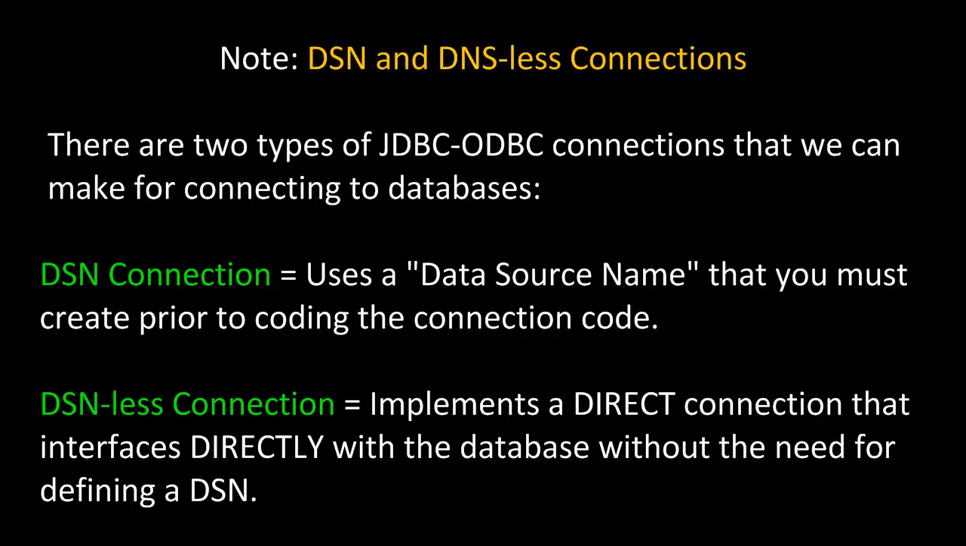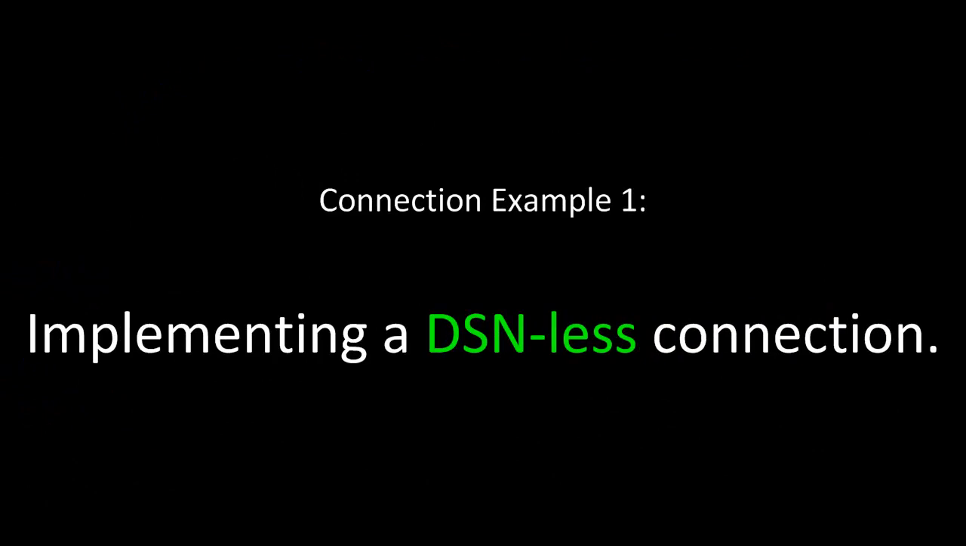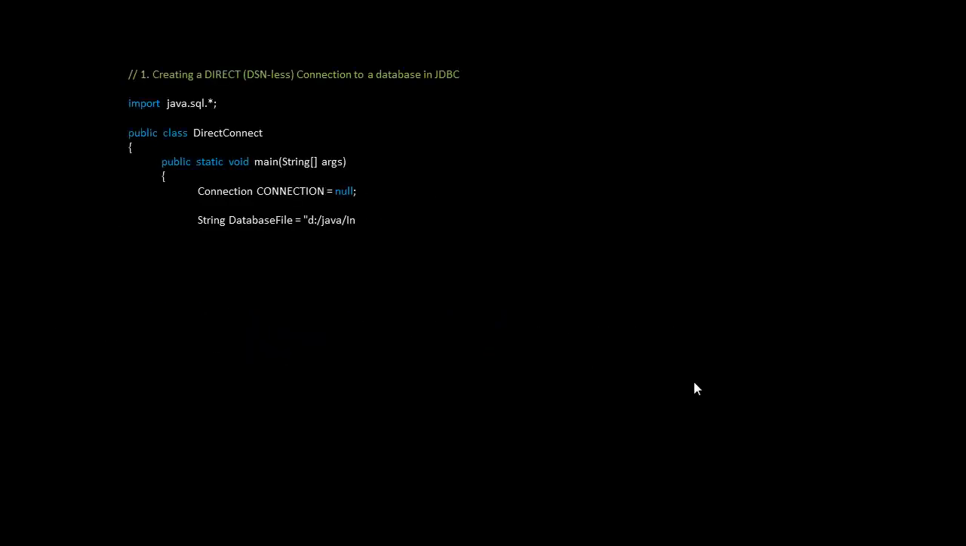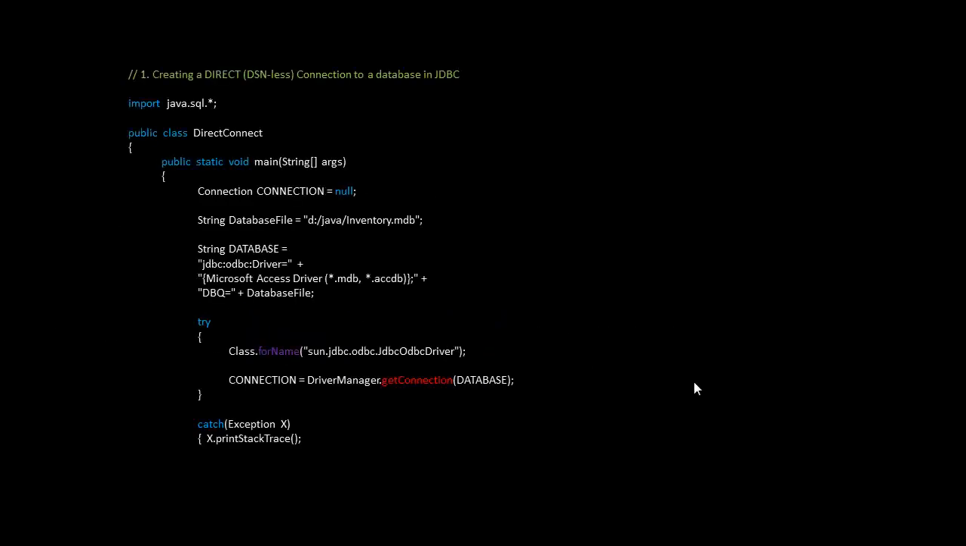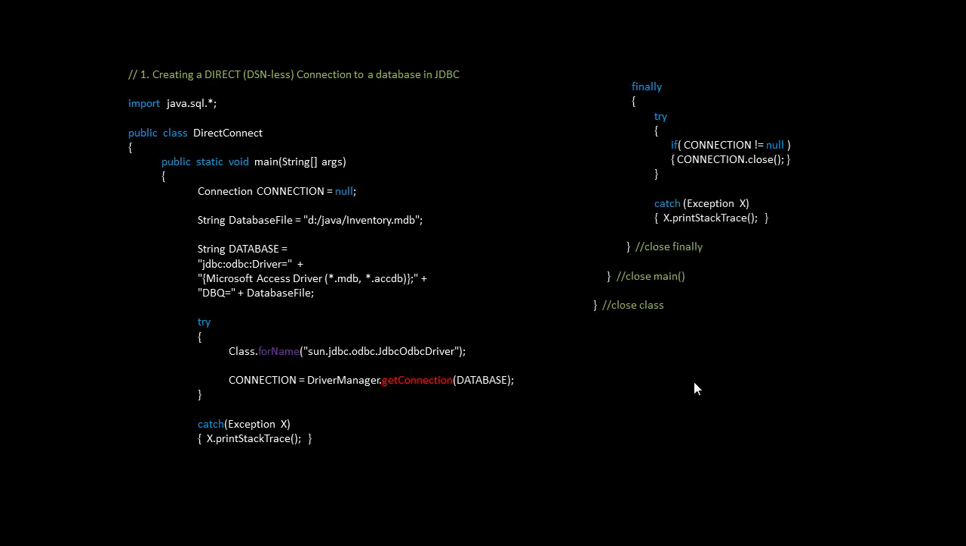Step 2, connect to the database. Remember that there are DSN and DSN-less connections. A DSN connection uses a data source name that you must create prior to coding the connection code. A DSN-less connection implements a direct connection that interfaces directly with the database without the need for defining a DSN. In example 1, we're going to implement a DSN-less connection or a direct connection. In this example, we're going to create a direct or DSN-less connection to a database in JDBC.